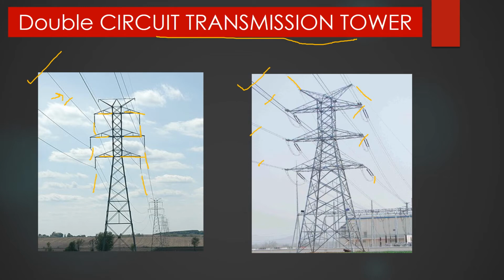Hope you have understood the difference between the double circuit and the single circuit transmission line. Now, if you look at the transmission tower, you will be able to distinguish. In the same way, the multi-circuit transmission towers will be having the multi-phase supply provision from the transmission tower.